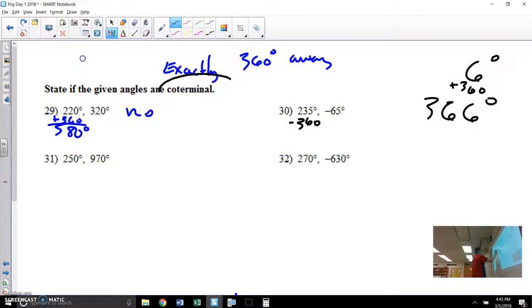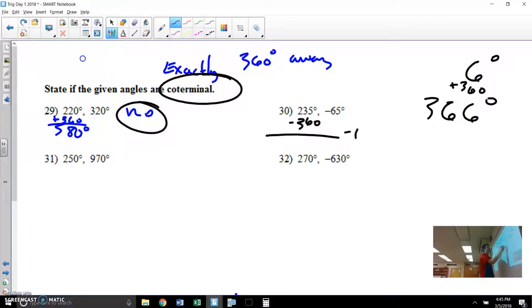If you get anything about coterminal, that means they're exactly 360 away. So for example, this one is a no, because 220 and 320 are not 360 away. If you add 360 to 220, you get 580. So that's the next coterminal going in the positive direction. So the answer to that one is no. Same thing here. If I was to subtract 360 to go backward, I think I get negative 125 degrees, not 65. So again, that's a no.